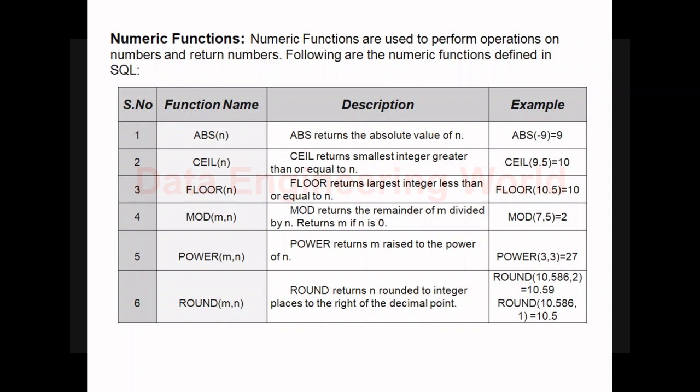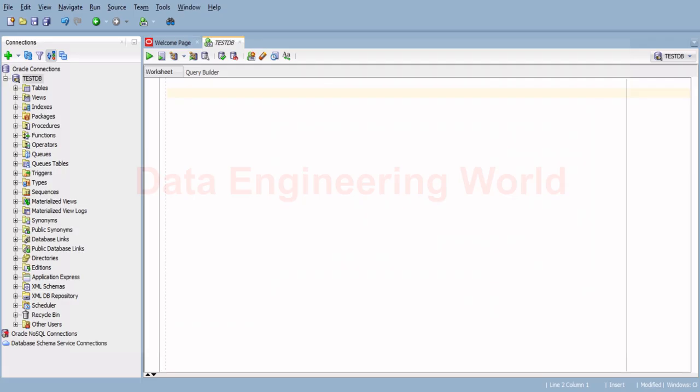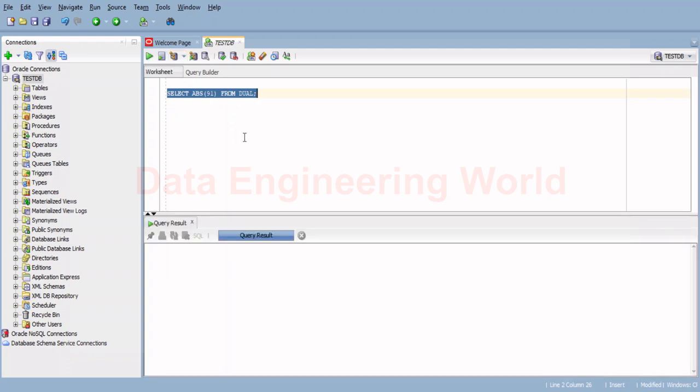The first one in the list is ABS, which takes a number as an input parameter and returns the absolute value of that number. Let's look at an example of the ABS function. Let's find the absolute value of 91. Select it and run this.